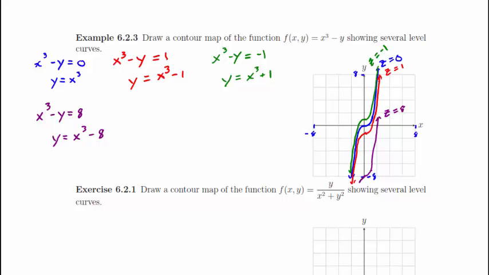Let's do z equals 4. Oh, already used orange. What else do we want to use? Pink. Haven't used pink. Z equals 4. Let's do z equals -4. X cubed minus y equals -4, so y equals x cubed plus 4. That shifts the blue line up 4.